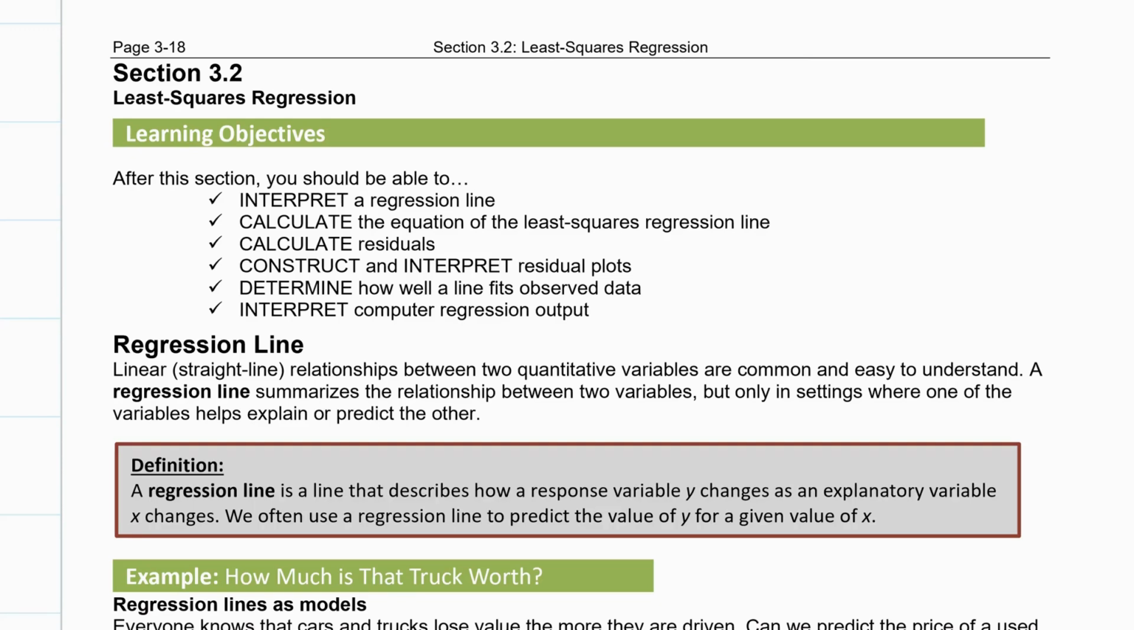Well, when we have two quantitative variables, we want to try to somehow find out if there's a relationship there. One kind of relationship that you could have is linear, and finding the regression line is finding the best line to fit the data if in fact the data is linear. Our definition: a regression line is a line that describes how response variable y changes as the explanatory variable x changes, and we often use regression lines to try to predict the value of y for a given value of x.